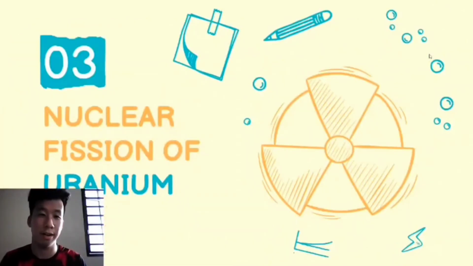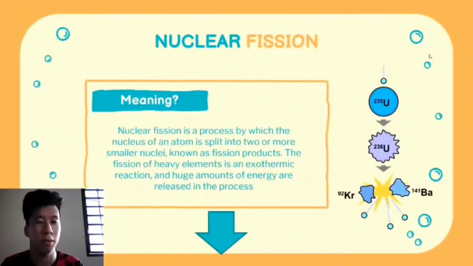Next, the third, nuclear fission of uranium. So what is nuclear fission? Nuclear fission is a process by which the nucleus of an atom is actually split into two or more smaller nuclei, known as fission products. The fission of heavy elements is an exothermic reaction, and huge amounts of energy are released in the process.